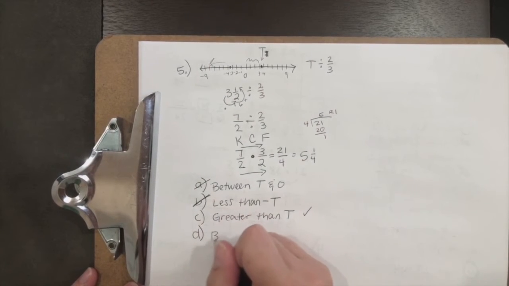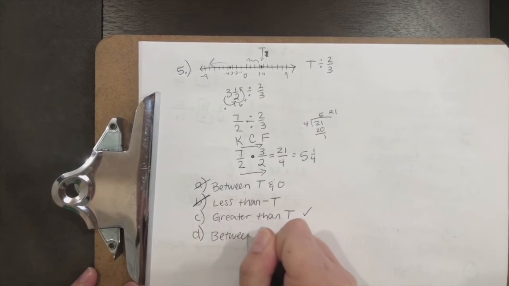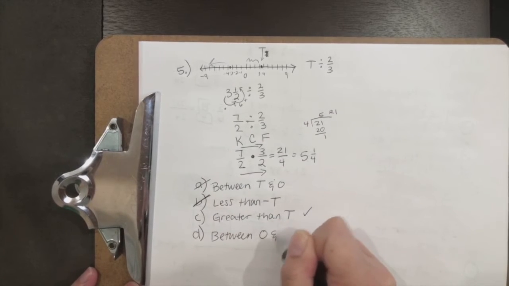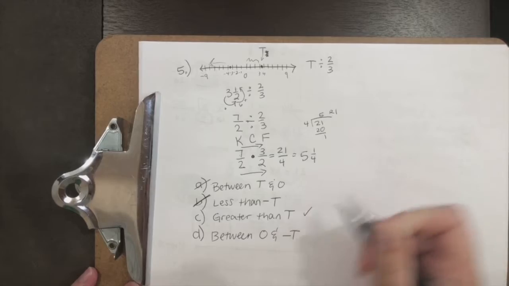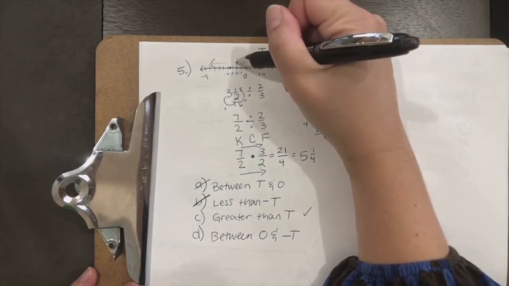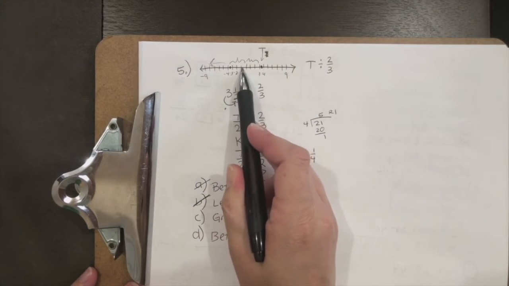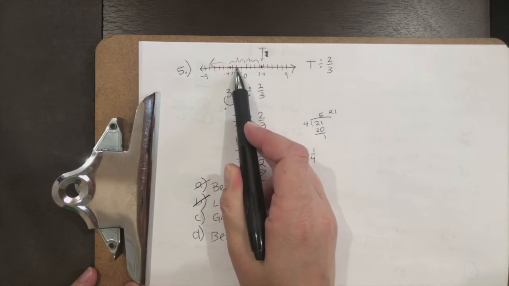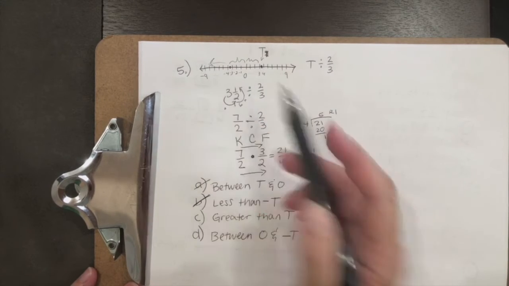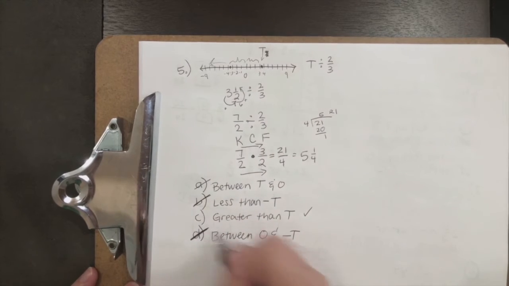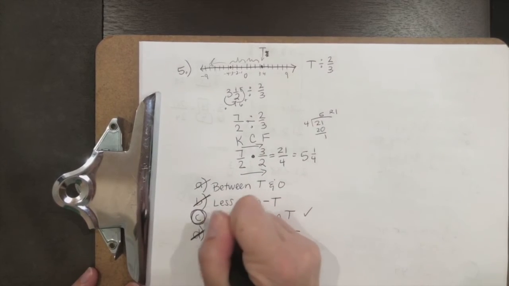D says between 0 and negative T. So that's going to be here. Again, that's a negative number. Could it be negative 1/2, negative 1.5, negative 2? No, it's not going to be negative at all. So that's not correct either. So the only one that's correct is C.